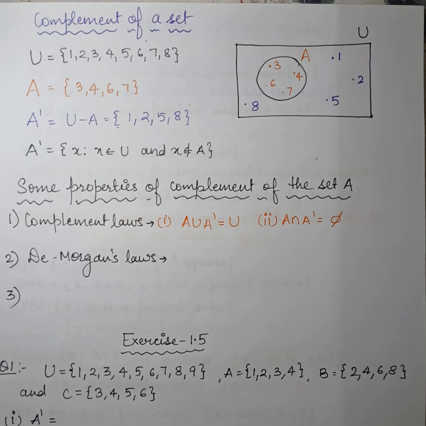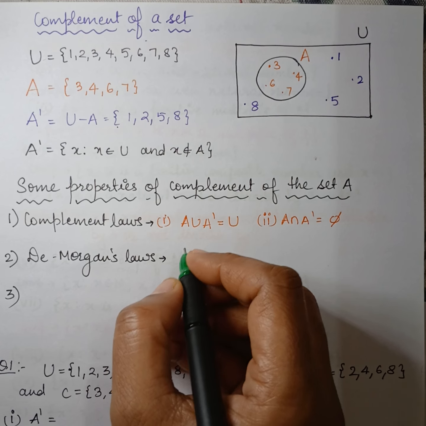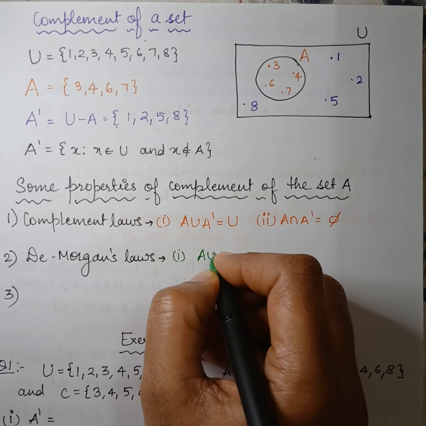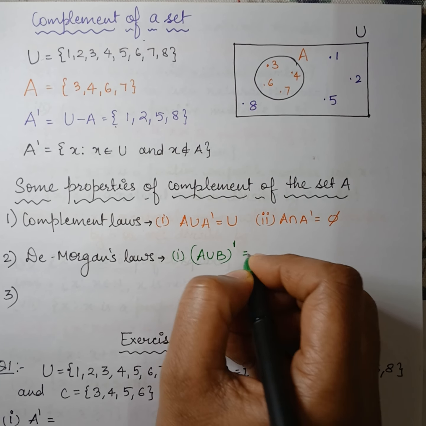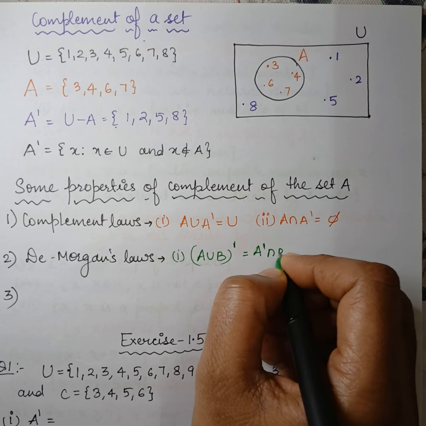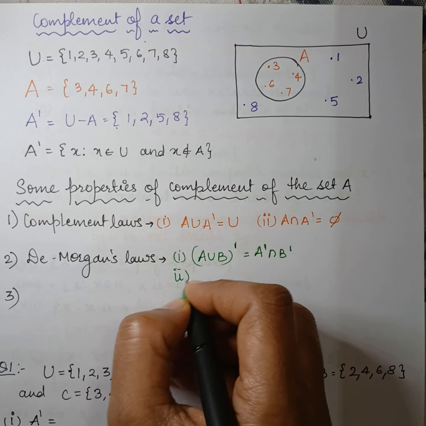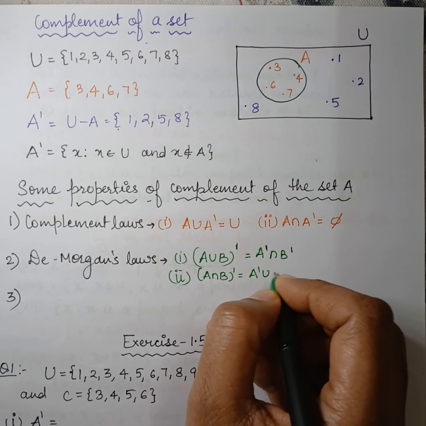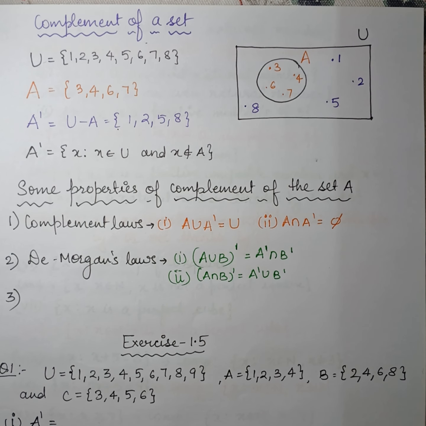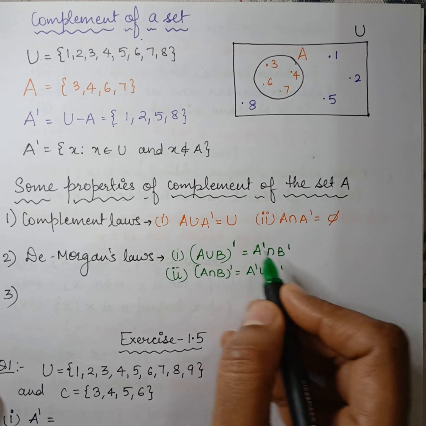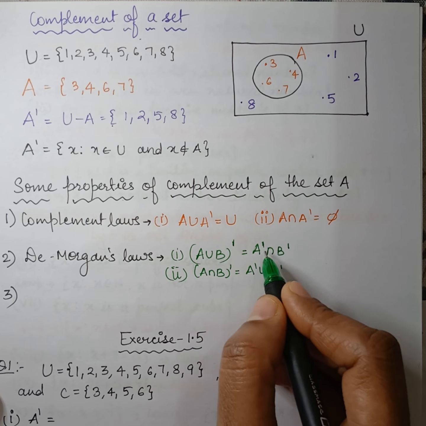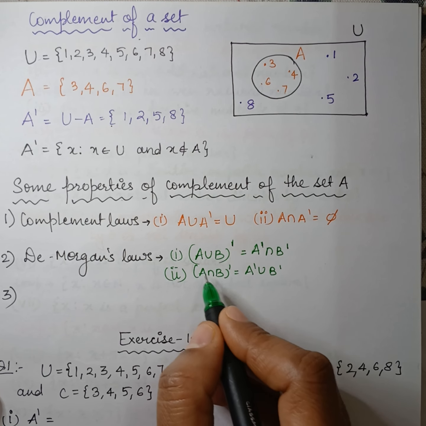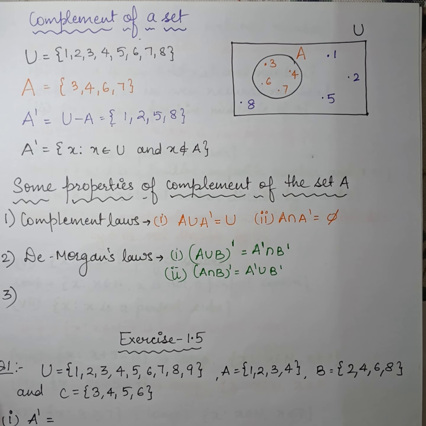Then we have De Morgan's law. De Morgan's law states that (A union B) complement will be equal to A complement intersection B complement, and the second one is (A intersection B) complement will be A complement union B complement. So basically when we open the complement, this sign union will become intersection and intersection will become union.